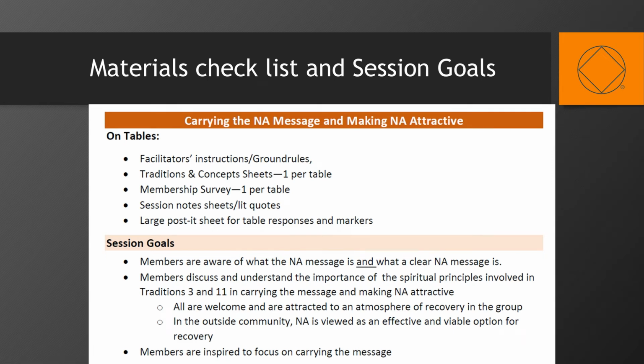so now that we've gone through some example outlines, let's walk through a session profile. We're going to go through the issue discussion topic, carrying the NA message and making NA attractive. The first part of the profile is just a checklist of materials you need. Instructions, guidelines, traditions, all the stuff that you're going to need for putting out on the tables, printouts, things that you need for the workshop itself, and then a reminder of what your goals are. These are for the facilitator, your personal notes of what you're here to do.